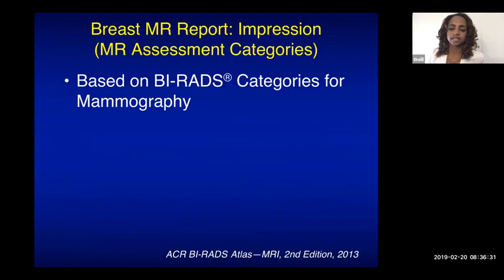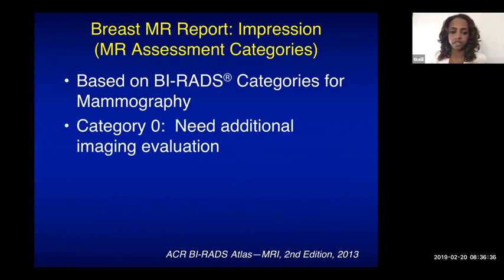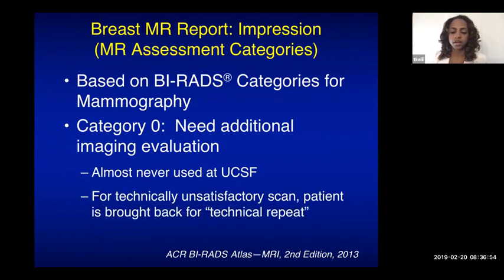BI-RADS assessment categories are based on the BI-RADS lexicon for mammography, or they're similar to the BI-RADS categories for mammography. Category 0 implies that additional imaging evaluation is needed before you can make any recommendations. At UCSF, we almost never use this unless there was some technical difficulty that prompted the study to be repeated, but otherwise we usually make our determination based on the images that we have.